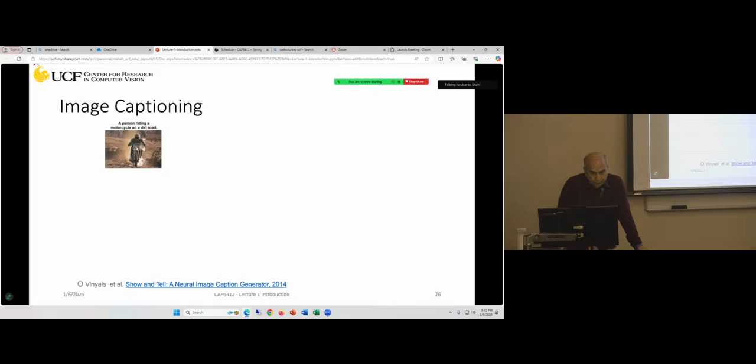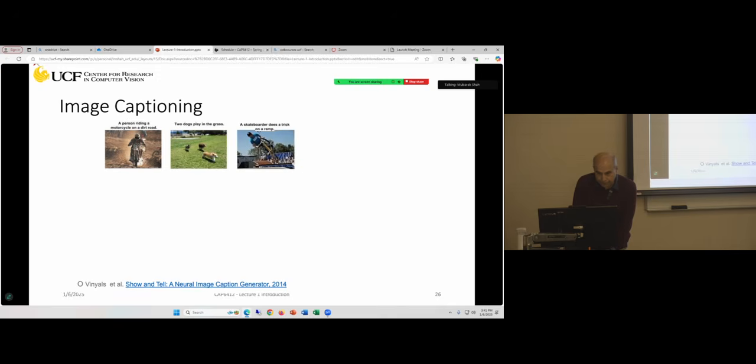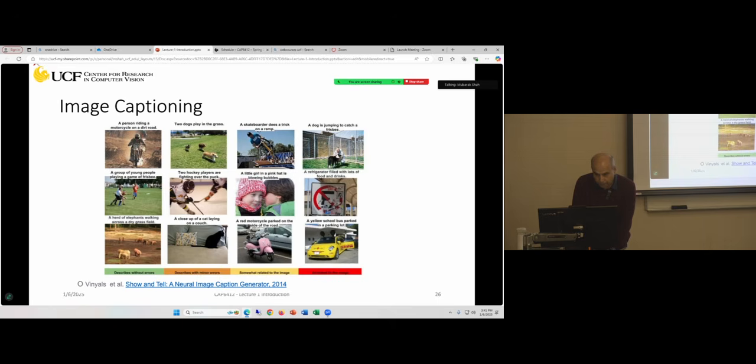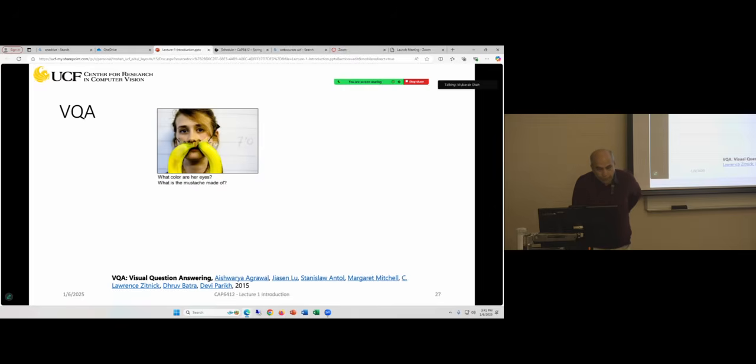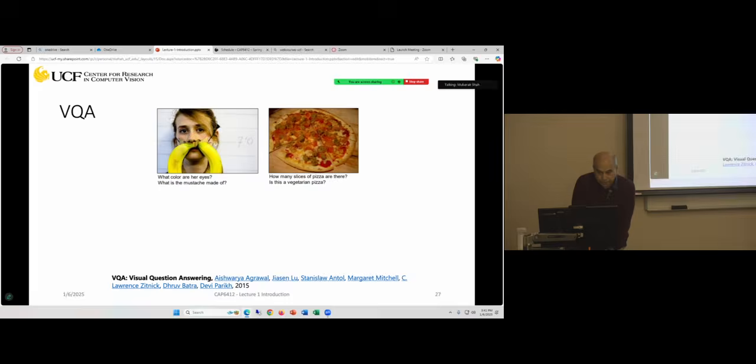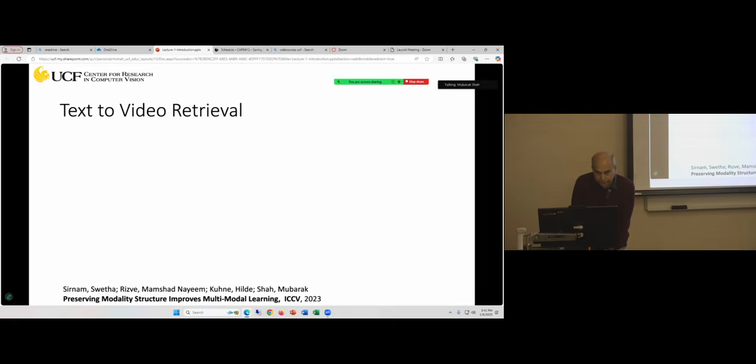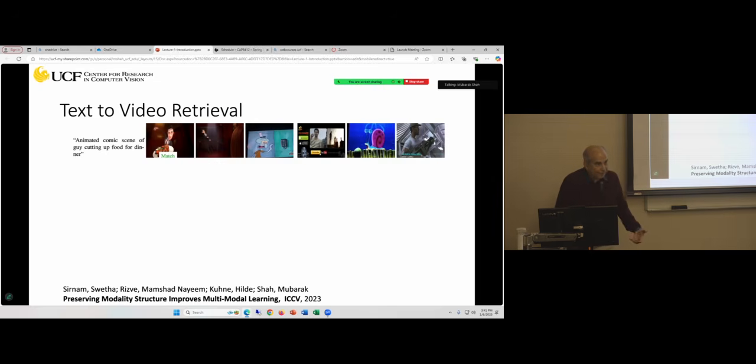These are the captioning examples. We want to automatically come up with a caption for this image using a computer program. Then, given an image, we want to ask a question and get an answer. These are the examples for that. Then, given a text, we want to retrieve a video, the text-video retrieval, and more examples.